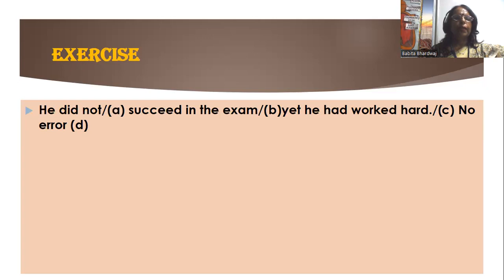Now, he did not succeed in the exam, yet he had worked hard. I hope this is a very common sentence where we are using although. So here you can see, he did not succeed in the exam, although he had worked hard. Again, the error lies in the third part of the sentence. So instead of yet, although has to be used.